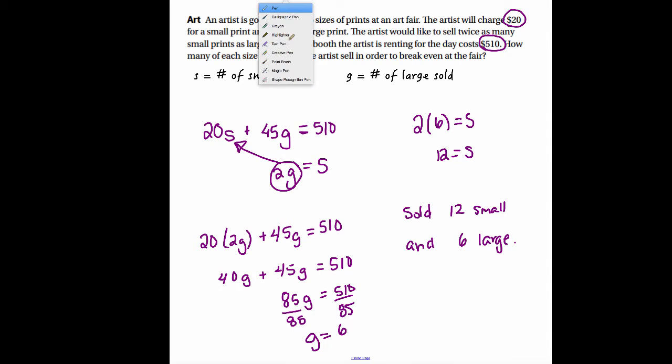And that is my answer. Now you may want to check your answer as well to make sure that you did it correctly, and I think that's always a great idea. So even though I plugged it in here, I might want to go back and check that that's correct by plugging in 6 or 12 for S and 6 for G, and making sure that that equals 510.